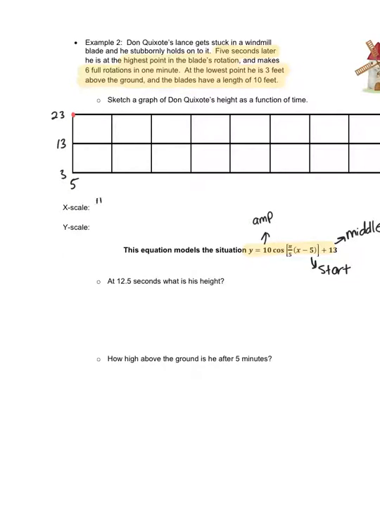To get my x scale, I'm going to do pi over 2 divided by b. My b value in this case is pi over 5. So we've got pi over 2 divided by pi over 5. I'm going to multiply by the reciprocal of the bottom. So the pi's cancel, and I get 5 over 2, or 2.5. So I'm going to continue to add 2.5 to all the numbers on the x-axis.